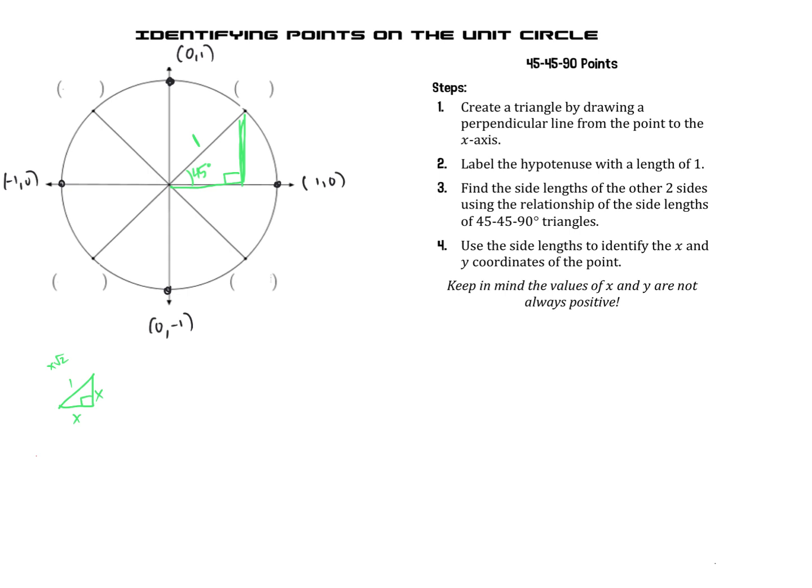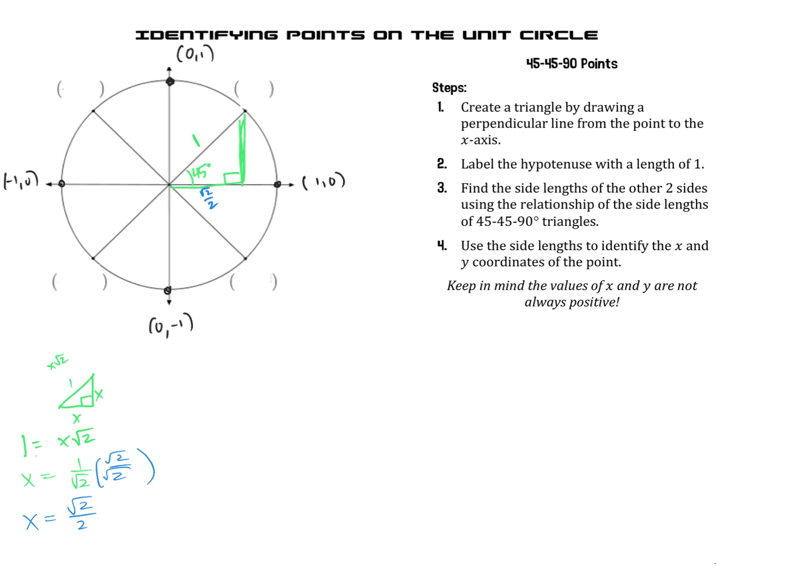What that means is if the hypotenuse is 1, 1 is equal to x times the square root of 2, which means that x is equal to 1 divided by the square root of 2, and we're going to go ahead and rationalize that denominator. So that's going to tell me that x is equal to root 2 over 2. So this length here is root 2 over 2.